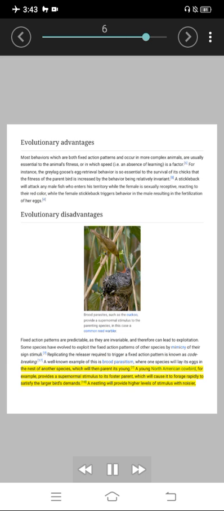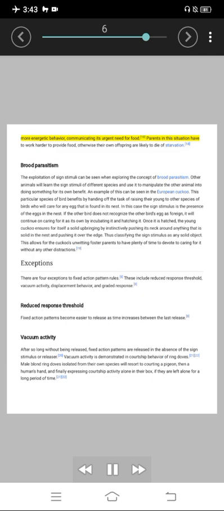A nestling will provide higher levels of stimulus with noisier, more energetic behavior, communicating its urgent need for food. Parents in this situation have to work harder to provide food, otherwise their own offspring are likely to die of starvation.